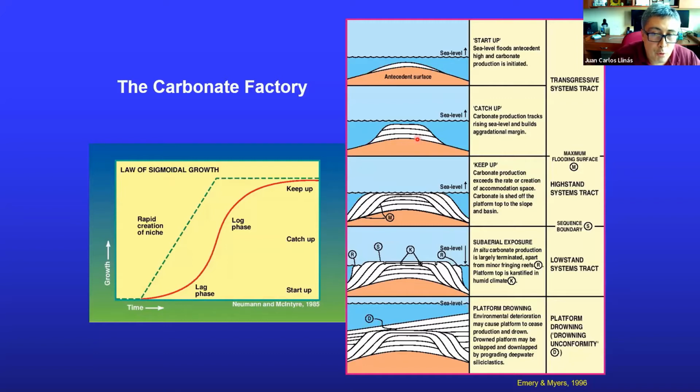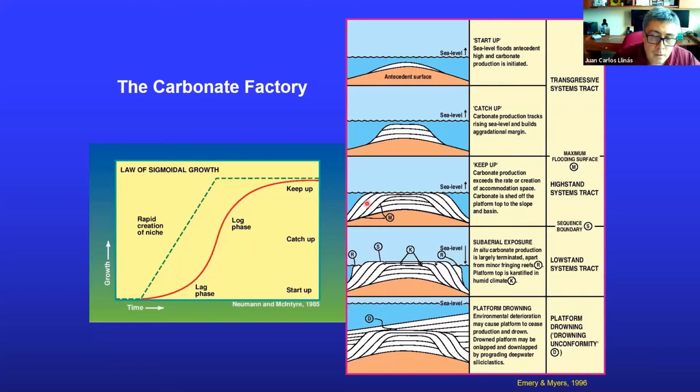Then the carbonate production picks up really fast, and you start to see this aggradational development of carbonates trying to catch up with sea level, just filling all this accommodation that is available for them to grow. This is called the catch-up phase, and here you see the growth curve really is steep.